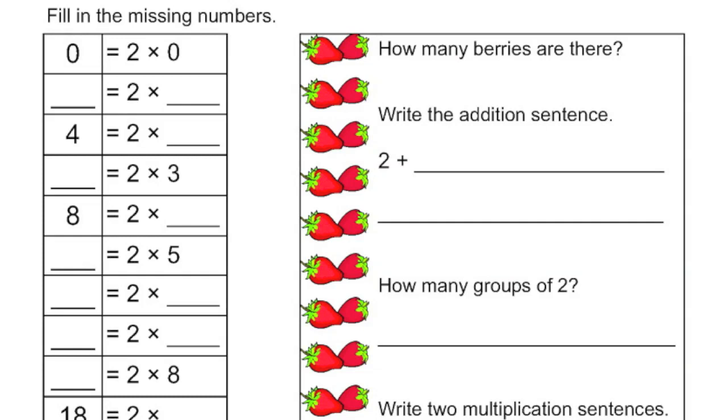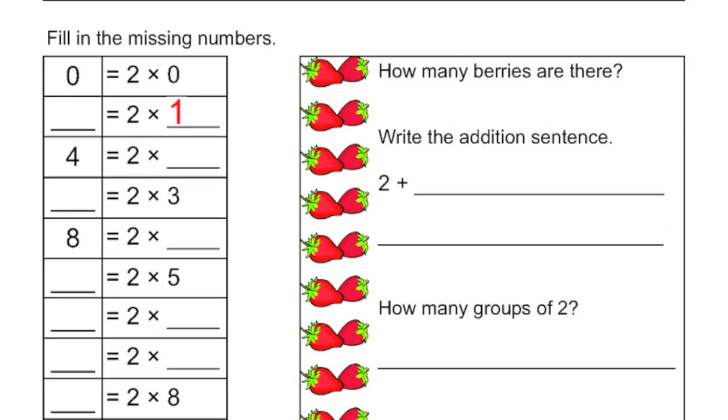Moving down, let's go ahead and fill in the missing numbers. They give me the first one: 0 is equal to 2 times 0. No problems there. Then I go, okay, 2 times something is equal to something. If I follow my pattern, just like I did earlier, I want to say 2 times 1. Well, 2 times 1, or basically one group of 2, is just going to be 2.